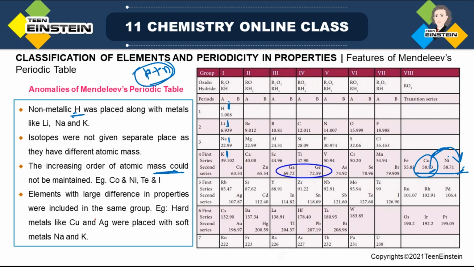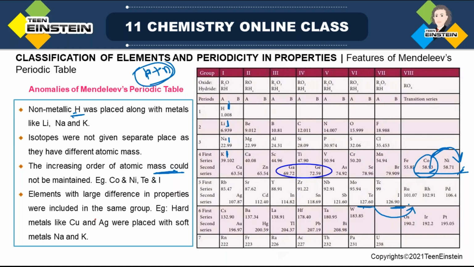Then again, you can consider tellurium and iodine. Tellurium is 127.6, but iodine is lesser, 126.9. So Te should be after iodine, but that is not the case. So these are the anomalies.